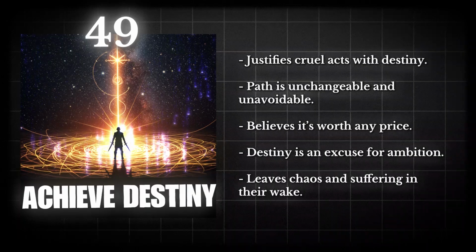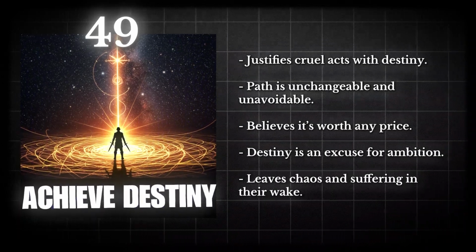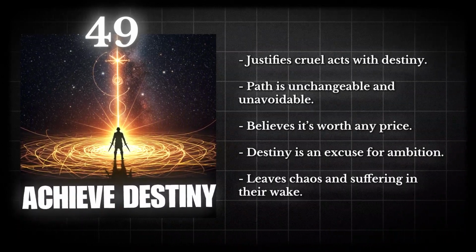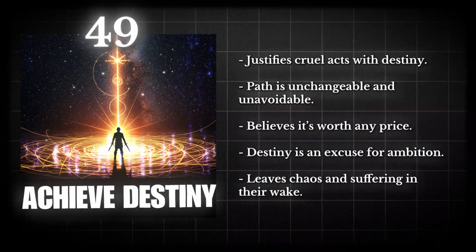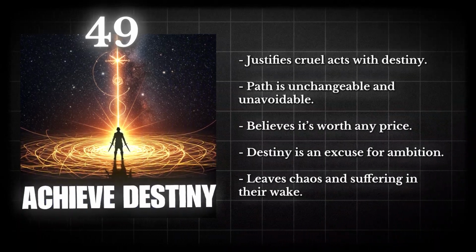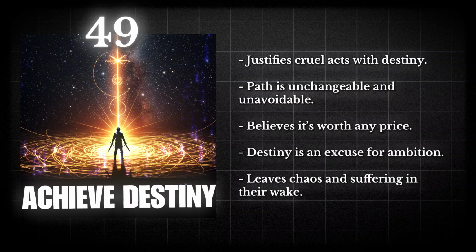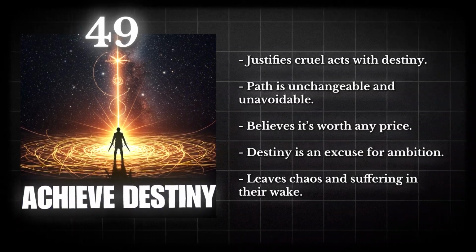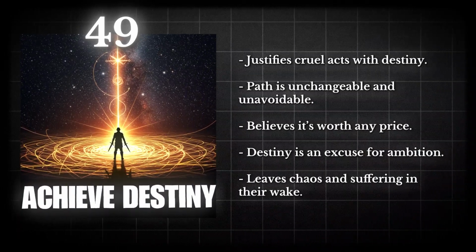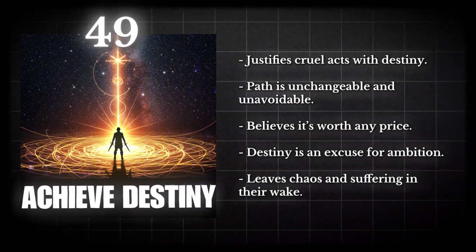49. Achieve destiny. The villain clings to their destiny, using it to justify every cruel and destructive act they commit. To them, their path is unchangeable, unavoidable, and worth any price. What they see as fate is often just an excuse for their ambition, leaving chaos and suffering behind as they march toward what they believe is inevitable.